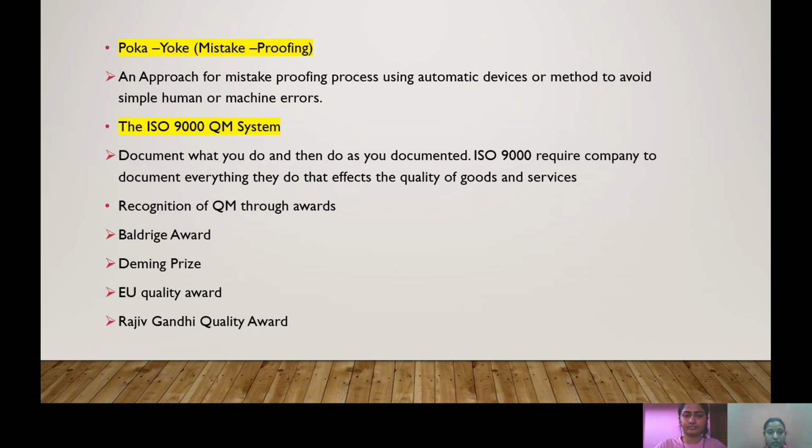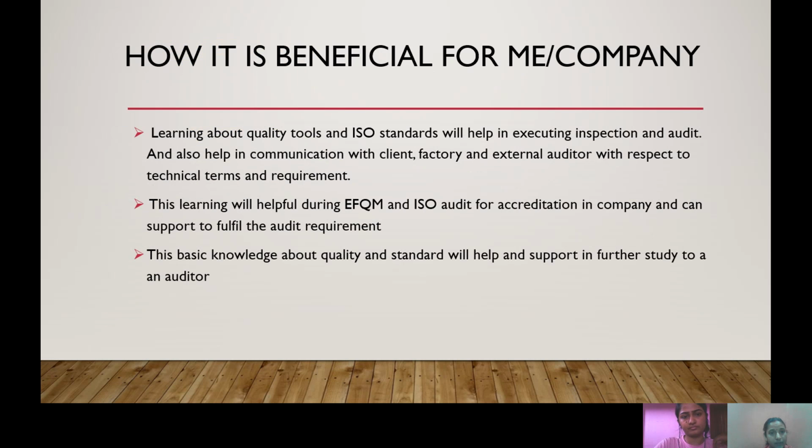The next is the ISO 9000 QMS system. I learned a few things about this system. That is, to document what you do, and then do as per that documentation. ISO 9000 requires a company to document everything they do that affects the quality of goods and services. Then there was some recognition of quality management through awards, that is Baldrige Awards, Deming Prize, EU Quality Awards, Rajiv Gandhi Awards.